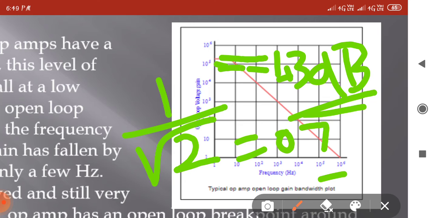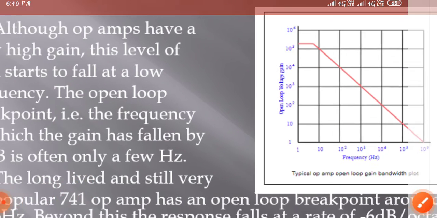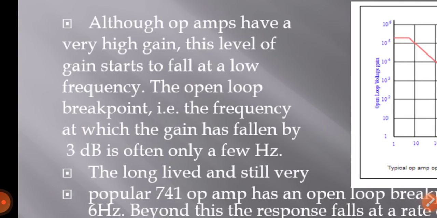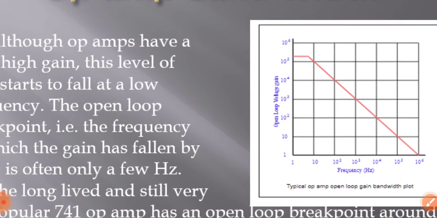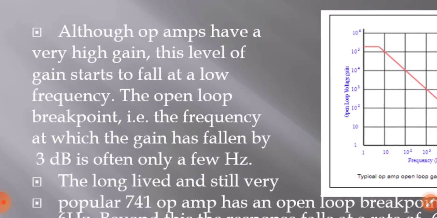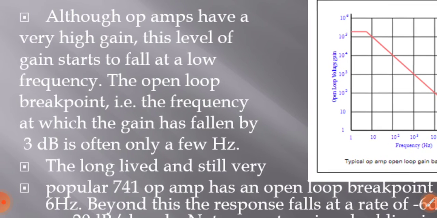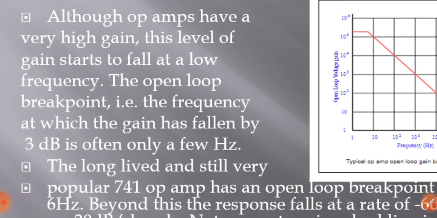It is 0.707. We can find the cutoff frequency for that one. That's why when we are using the semi-log, we multiply with the minus 3 dB value. Why? Because of this reason, it falls down. It is the breakpoint, that is the frequency at which the gain has fallen. The gain has fallen at only a few hertz. 3 dB is often only a few hertz.